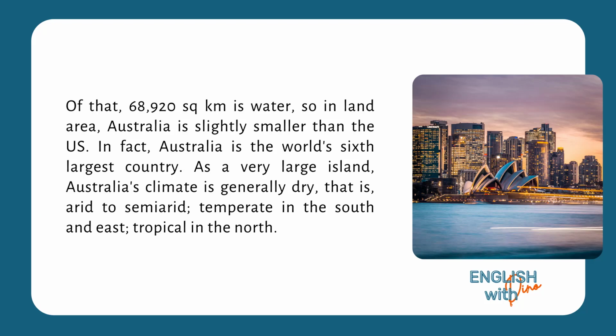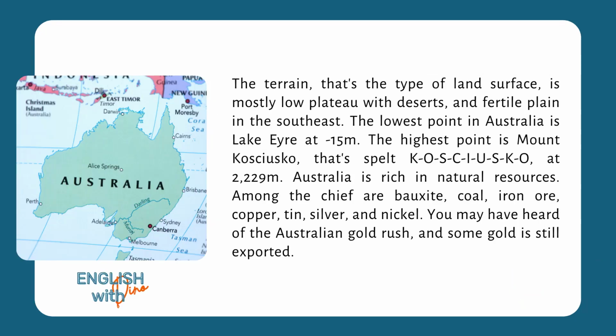As a very large island, Australia's climate is generally dry, that is, arid to semi-arid, temperate in the south and east, tropical in the north. The terrain, that's the type of land surface, is mostly low plateau with deserts, and fertile plain in the southeast. The lowest point in Australia is Lake Eyre at -15 meters. The highest point is Mount Kosciuszko, that's spelt Kosciuszko, at 2,229 meters.